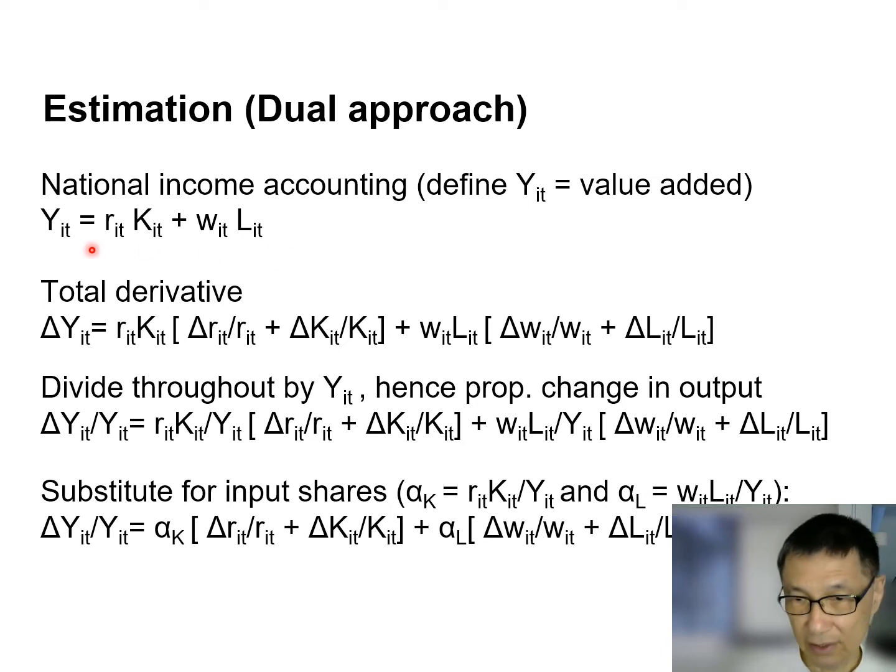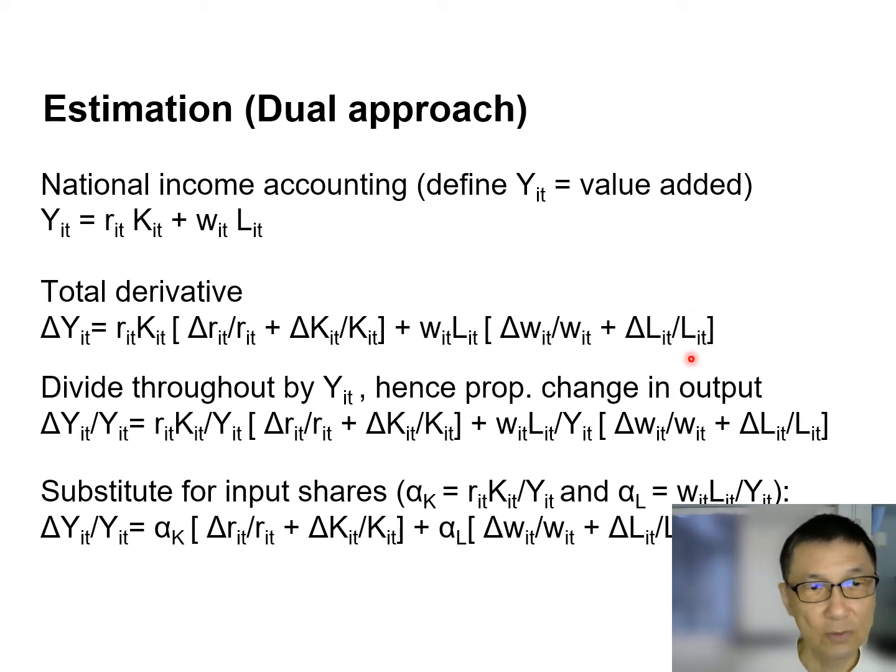Taking this equation and considering the total derivative, the change in output or value added is equal to the expenditure on capital times the proportionate change in the rental rate plus the proportionate change in capital services, plus the total wage bill times the proportionate change in wage plus the proportionate change in labor services.